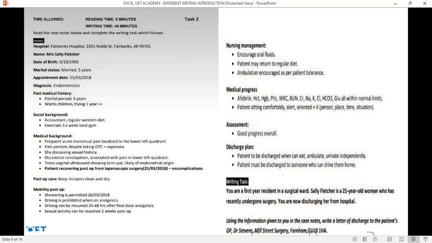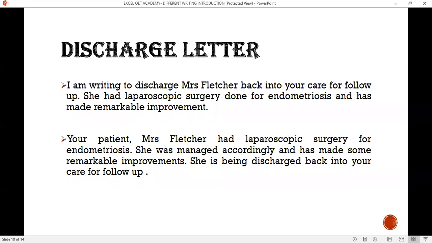Oh, the reason why you referred her to us, we have handled it, we've done the surgery, so take your patient back and continue what you need to do. This patient is known by the GP, and the GP knows this patient. So that's why, if you look at the way I wrote it, I said, I am writing to discharge Miss Fletcher back into your care. So she's going back into the GP's care, the same GP practice where the patient has been managed before. So we're sending the patient back into that care.